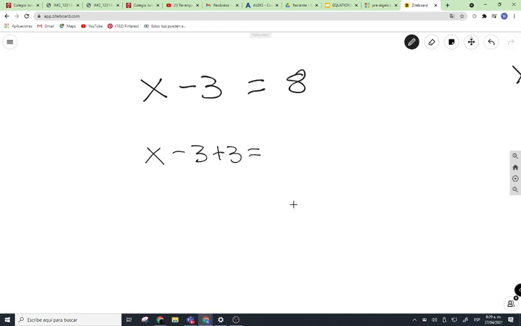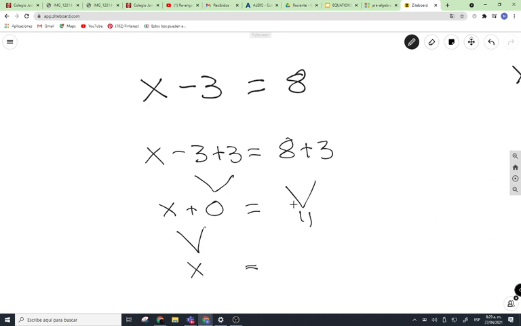Okay, but since we added 3 on this side, we also have to do it on this other side. So look what happens. Negative 3 plus 3 becomes 0. This is x plus 0. X and 0, well, it's just x. And 8 plus 3 is 11. So x is 11. You see? That's simple.